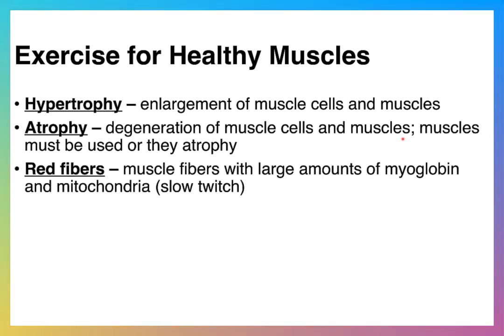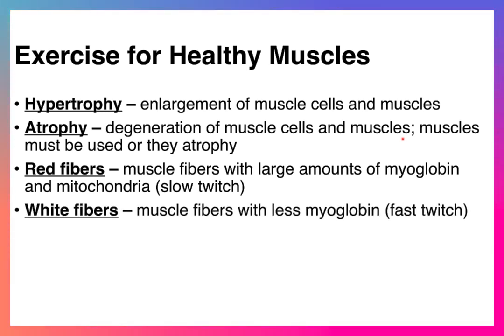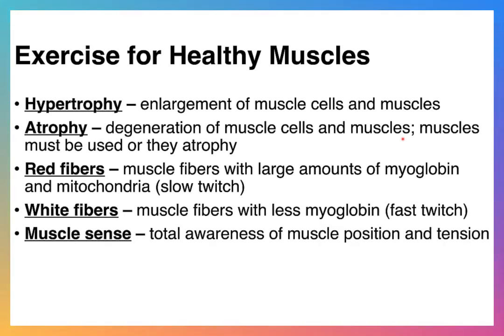Now, there are two types of fibers in muscle. There's the red fibers. Red fibers are red because they have a large amount of myoglobin. They also have a significant number of mitochondria. Red fibers are called slow twitch because they are relatively slow, but they can sustain a twitch much longer and they're much more powerful. White fibers, on the other hand, have less myoglobin, which is why they're white, and they are called fast twitch, which means they can twitch quickly. However, they tire quickly.